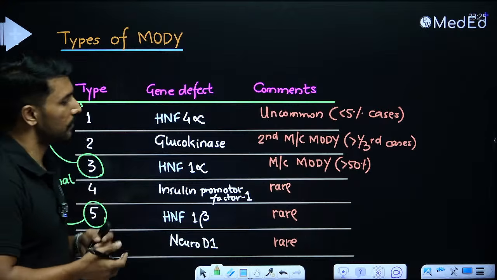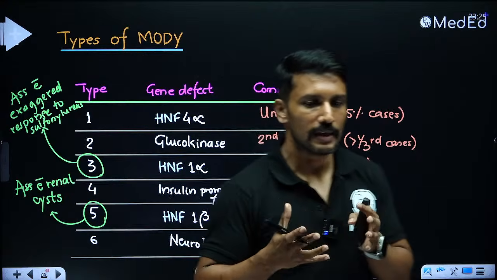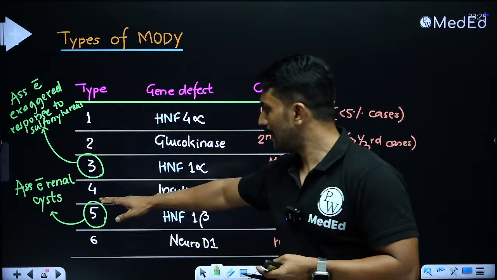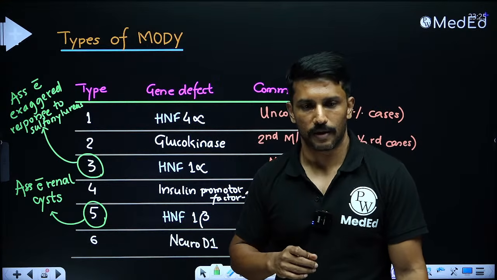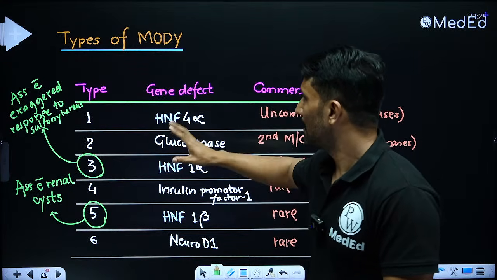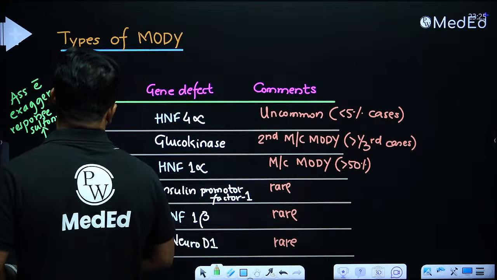Just like autosomal dominant polycystic kidney disease, there will be development of renal cysts, and these patients also tend to develop renal failure over time, right? So that is about our types of maturity onset diabetes of the young.